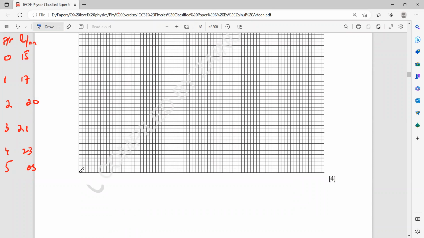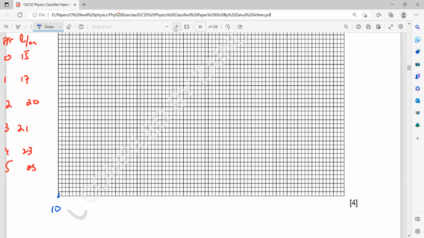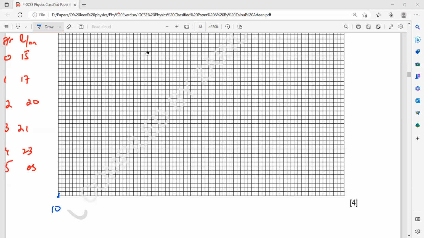Say we are starting with 10, and then after 10 boxes, I'll just zoom in. So we have after 10 boxes, or even if I start with 15, no, you cannot choose the y.